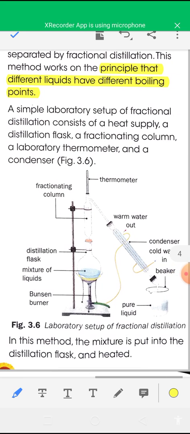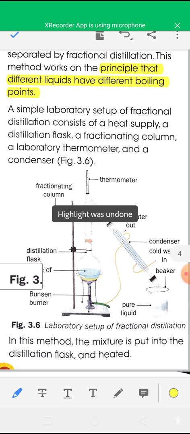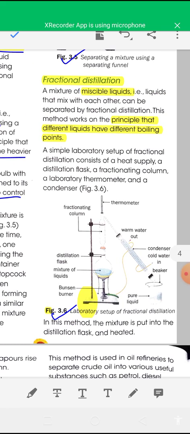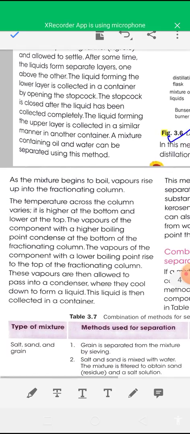Okay, and this is the representation of this method, fractional distillation, in laboratory. Using this method you can separate a mixture of different liquids, miscible liquids. Detailed description of this method is not required.